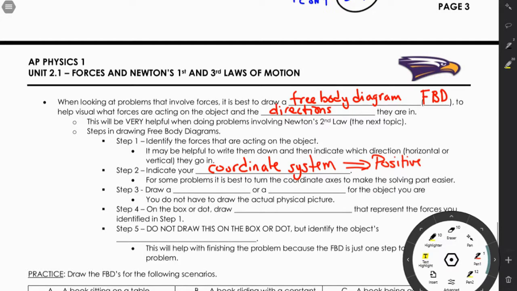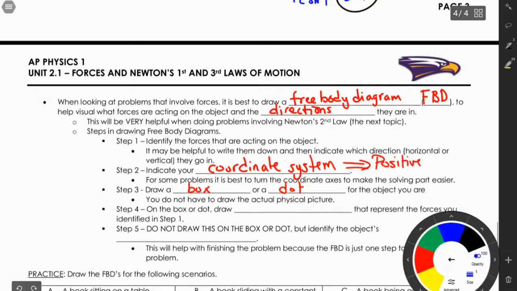So step three, you're going to draw one of two things: either a box or a dot. The box is if you're talking about an object, like a crate on the floor or a car on the road. And a dot is if you're talking about a point of interaction, a POI. Dots are typically used when you have tension problems. If all the ropes meet at one point, I'm going to draw a dot for that point.